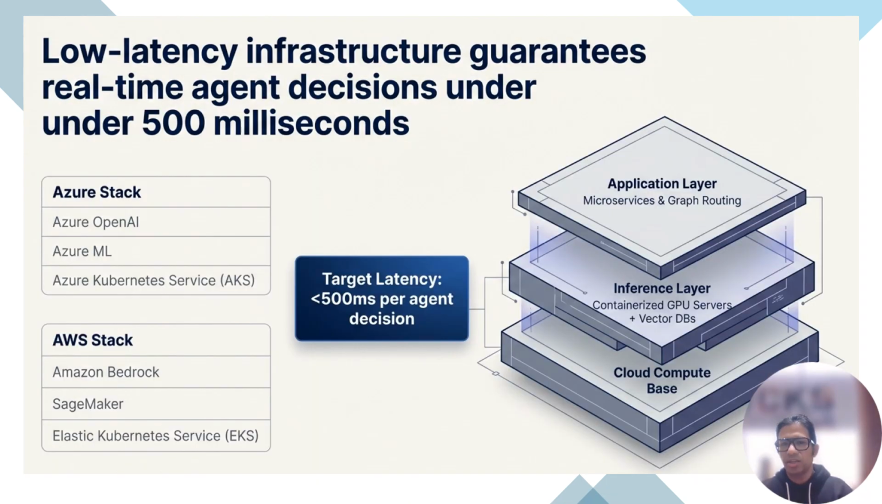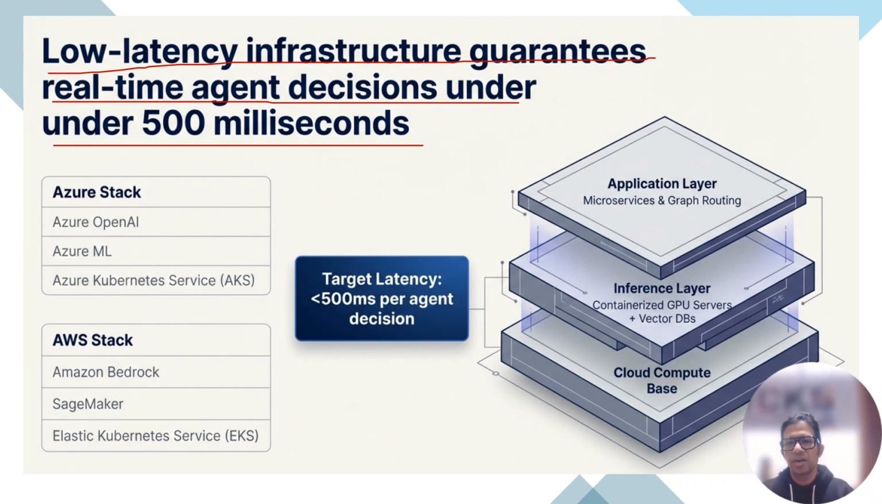Yes, this slide is also about something people underestimate in AI systems: latency. Because in procurement, if the system is slow, users don't wait. They bypass it and go back to email and Excel. Low latency infrastructure guarantees real-time agent decisions under 500 milliseconds. So the goal is real-time decisioning, and the target here is under 500 milliseconds per agent decision.